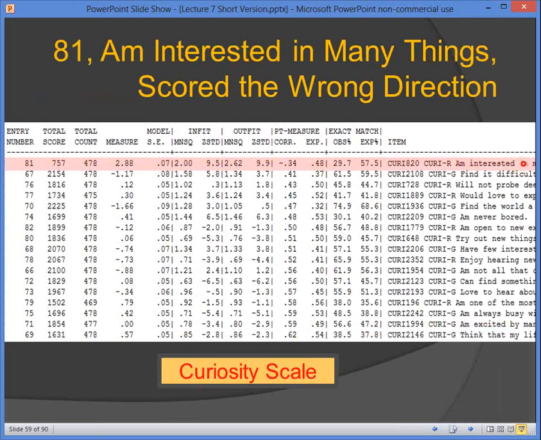have this item, "am interested in many things," it's item 81, and the items in the item polarity table are ordered in terms of their correlations from lowest to highest, the point measure correlations in this column, and the correlation between "am interested in many things" and the scale is negative 0.34.